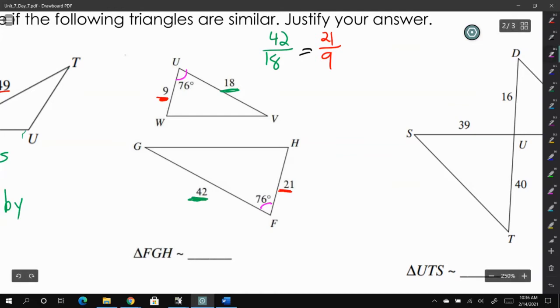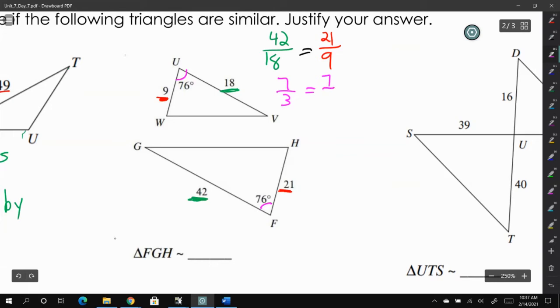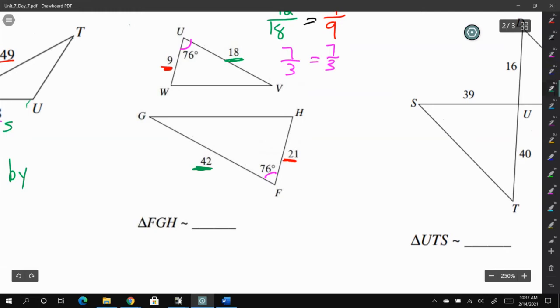So if you were to reduce the left fraction, the 42 over 18, that would give you 7 over 3. Divide the top and bottom by 6. And then in the red fraction, if you divide the top and bottom by 3, you get 7 over 3 as well. So the two side legs, when you reduce the ratios, you get 7 over 3, so they're proportional, and 76 is our included angle. So these two triangles are similar by side, angle, side similarity.